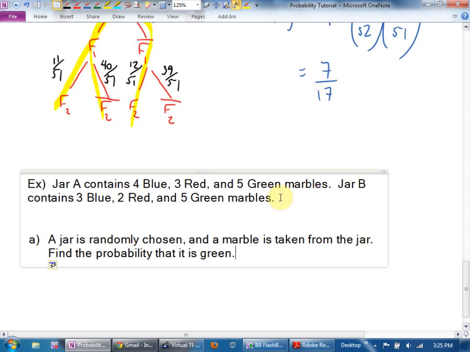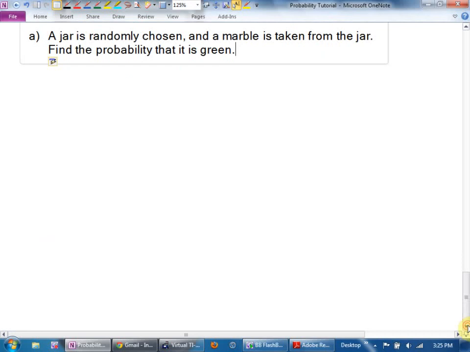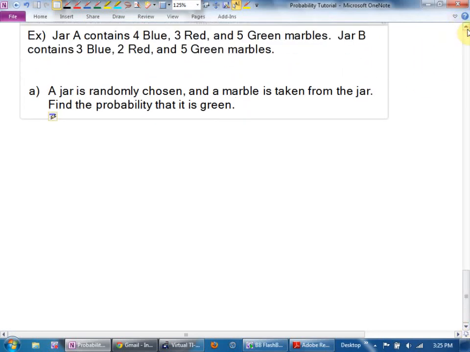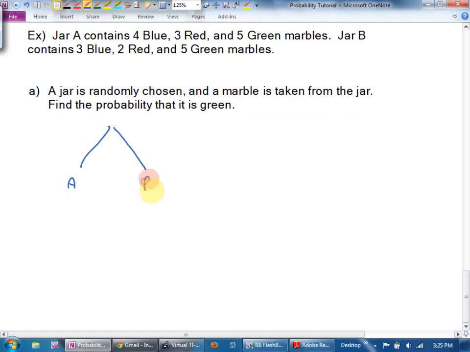Trees. My first inclination here would be a tree. So I'm going to draw a tree for this, and then we'll do, hey, what if we're picking more marbles? A, B, and it looks like it's one half, one half. On your test, instead of just picking the jar randomly, I may say roll a dice. And if it's a 1 or a 2, pick jar A. If it's a 3, 4, 5, or 6, pick jar B. In which case, instead of a half, it would be 2 out of 6, 4 out of 6.